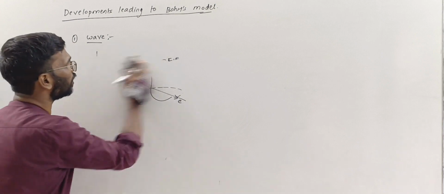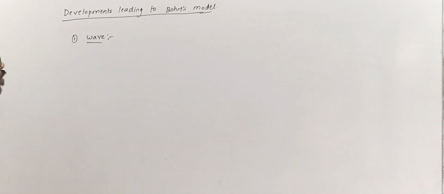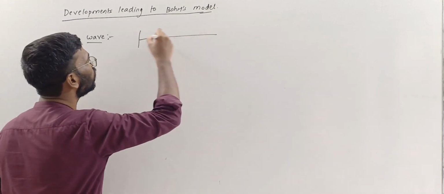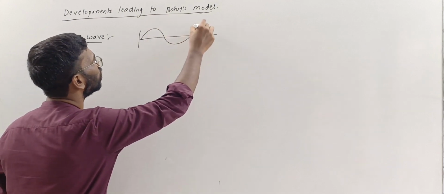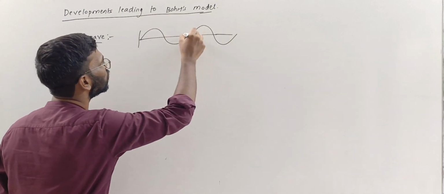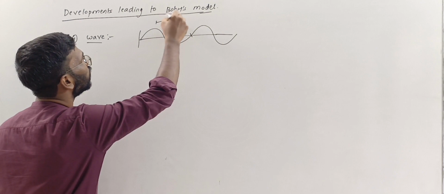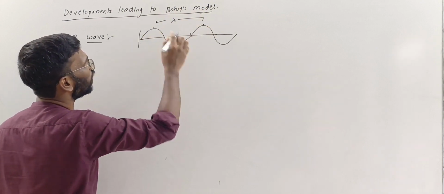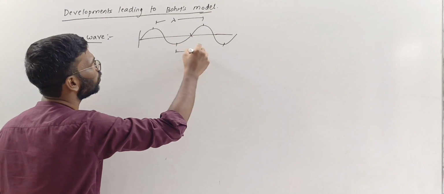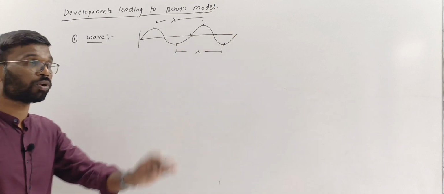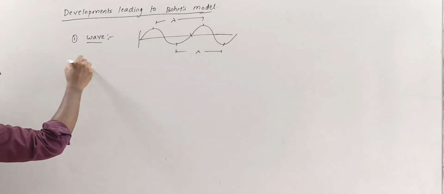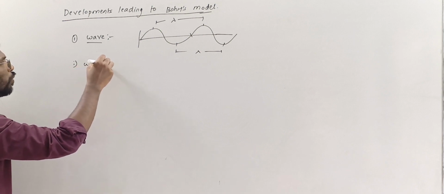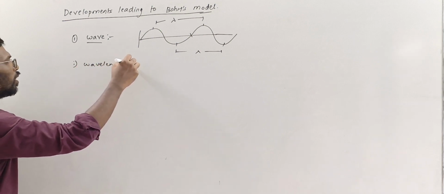There are different parameters of a wave also. In short, this is the simplest wave, and these are the cycles of the wave. This is one cycle. This is the crest, this is a trough. The distance between any two crests or two troughs is called the wavelength. So first is the wavelength, lambda.